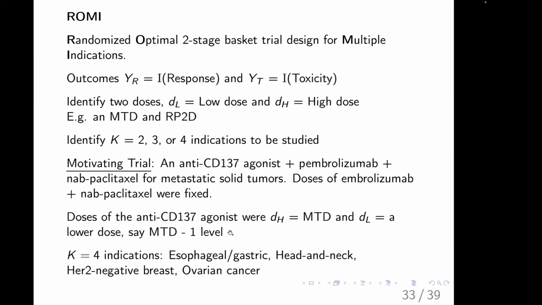And Yin Yuan is the one that formulated this because his reasoning was, look, this situation comes up a lot. You come out of a trial and they give you these 2 doses, and how do you choose between them? And very often it's an MTD or an MTD 1 step down. So here are the indications. There was esophageal gastric cancer, head and neck cancer, HER2 negative breast or ovarian. So you see you have 4 very different indications where we're trying this out. And you want to allow yourself to make a different decision within each indication. So this is an example of precision medicine.